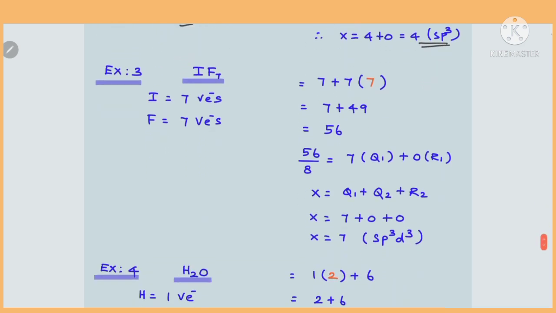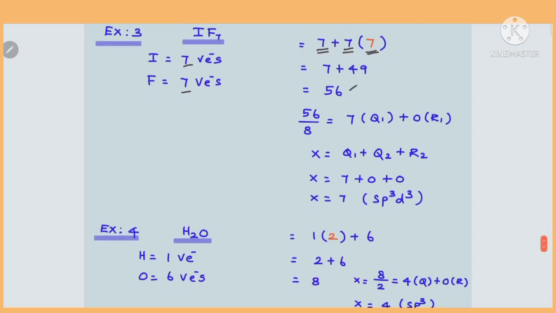Then the next one, IF7, an interhalogen compound. Iodine and fluorine both belong to the halogen group. Both have 7 valence electrons, isn't it? Now this is the valence electron of iodine plus the valence electron of fluorine into the number of fluorine atoms, 7. So 49 plus 7, 56. So it is above 9 now, so we are going to divide by 8. Exactly divided 7 times. So it's Q1 equals 7, remainder 0, R1.